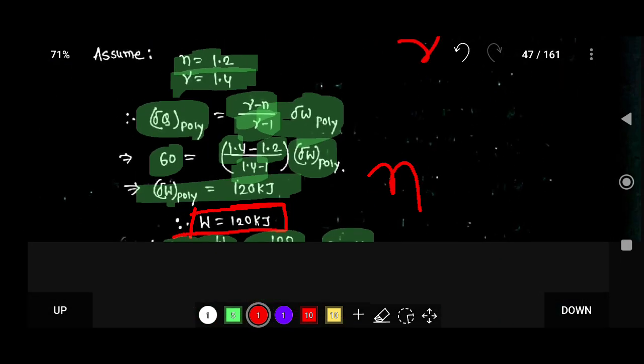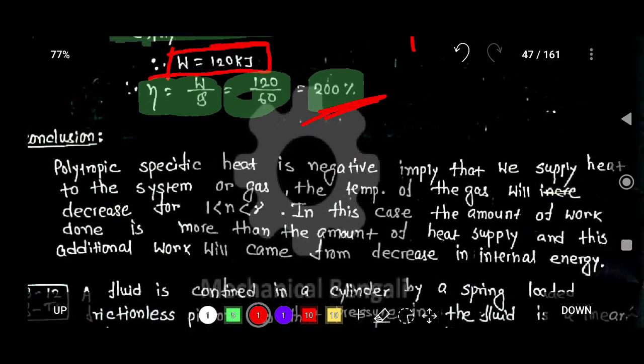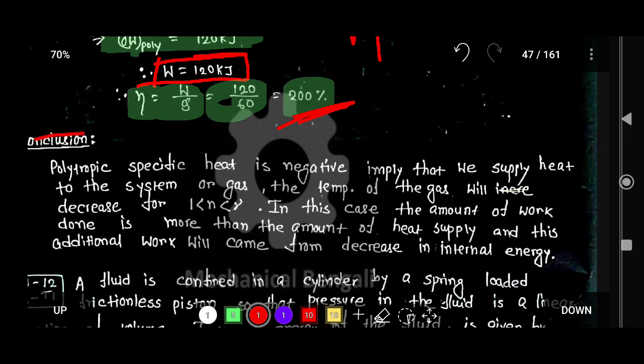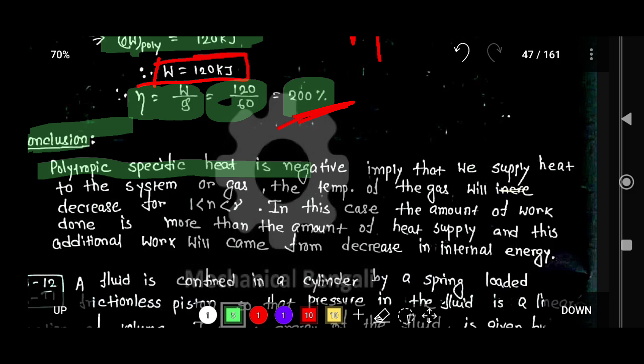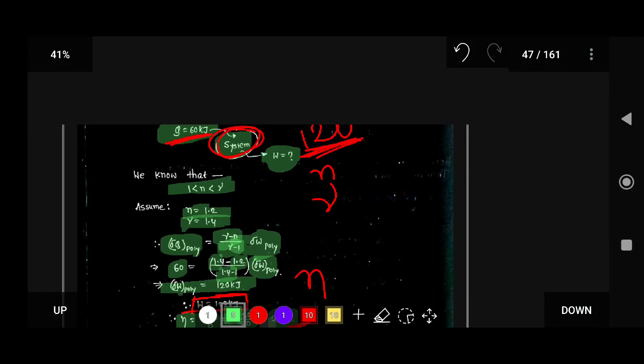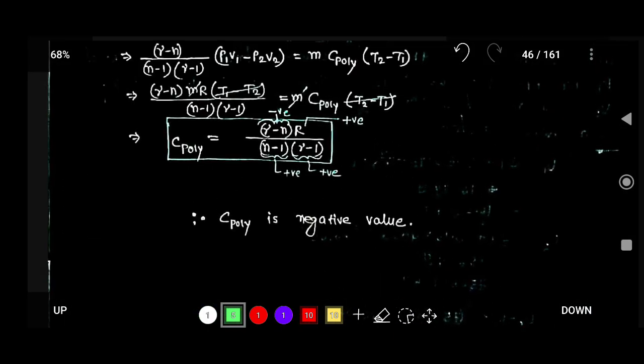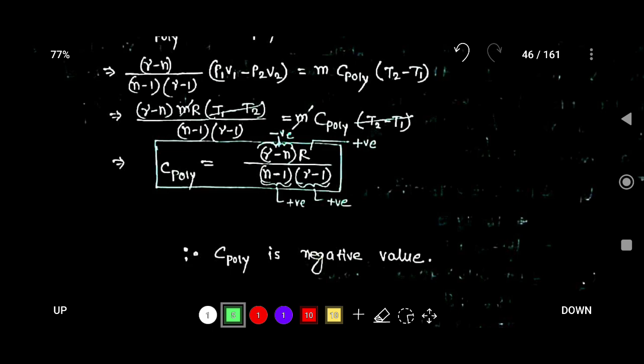The answer is also given here. The conclusion, meaning the answer of this question, is that polytropic specific heat is negative, implying that we supply heat to the system or gas. In the last lecture we completed that c poly equals (gamma minus n) into r upon (n minus 1) into (gamma minus 1).